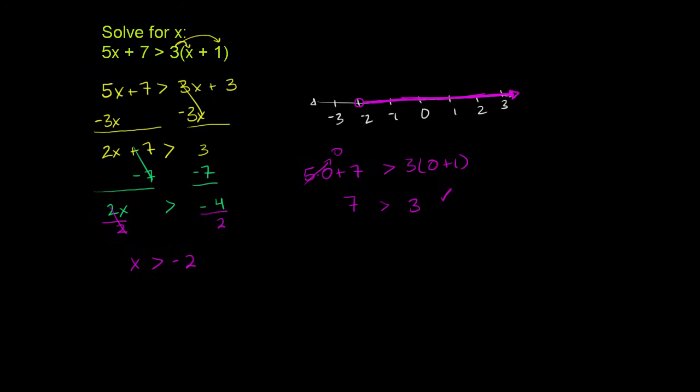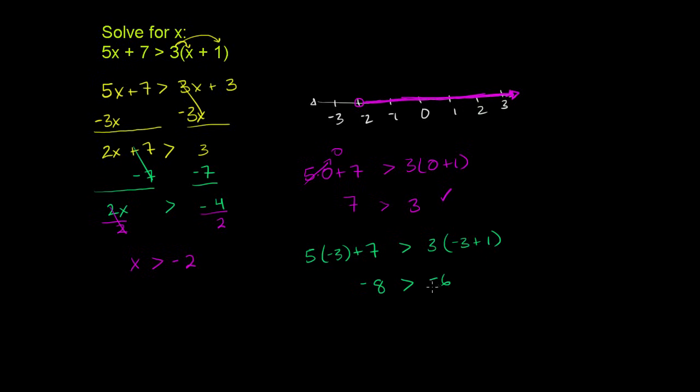Now let's try something that should not work. Let's try negative 3. So 5 times negative 3 plus 7. Let's see if it's greater than 3 times negative 3 plus 1. So this is negative 15 plus 7 is negative 8. That is negative 8. Let's see if that is greater than negative 3 plus 1 is negative 2 times 3 is negative 6.